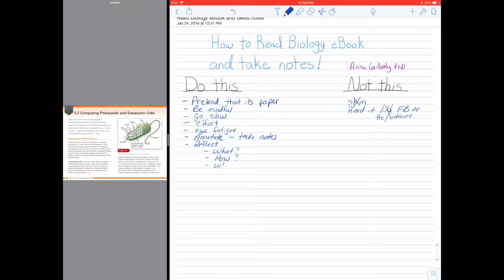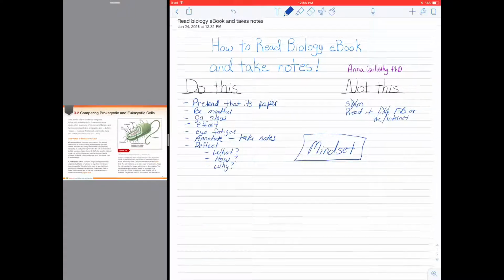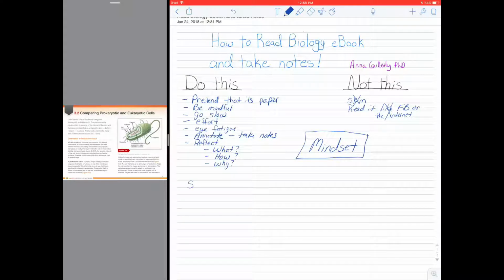And then think about why you're reading this. Are you reading it for fun? Are you reading it because you need to study for an exam? Or are you reading this in preparation for writing a paper? These all change how you approach your reading, okay? The important point in all of this is to think about your mindset as you read and how you approach your reading, okay? So I'm going to model how I would read a science textbook, all right?